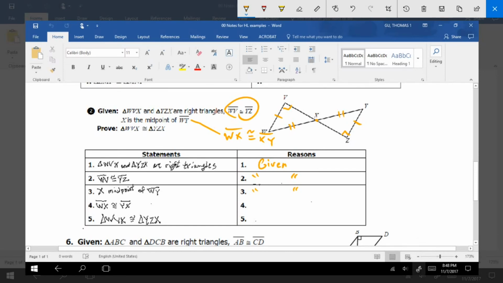Step 4, WX is congruent to XY. Look, I wrote it right here. Why is that? Because they told me X is the midpoint of WY. So what's the reason? It's the definition of midpoint. And lastly, we have, look, we have the right triangles, we have the hypotenuses, and we have one leg. So these two triangles are congruent by hypotenuse leg. We are done.